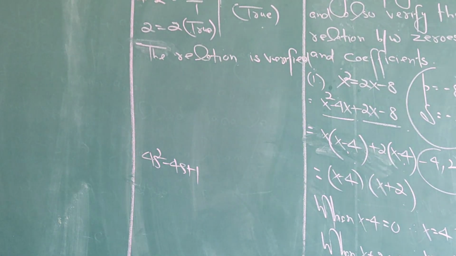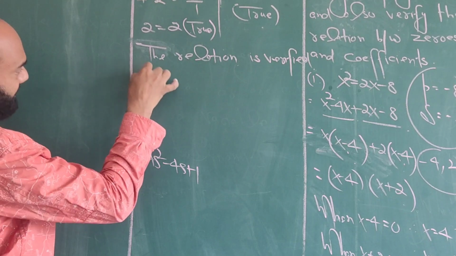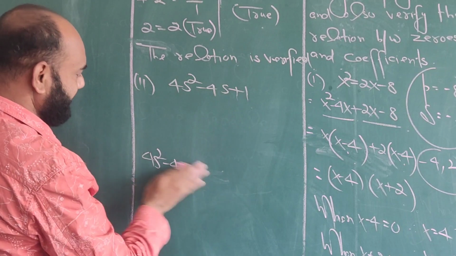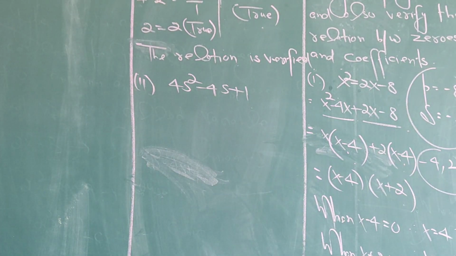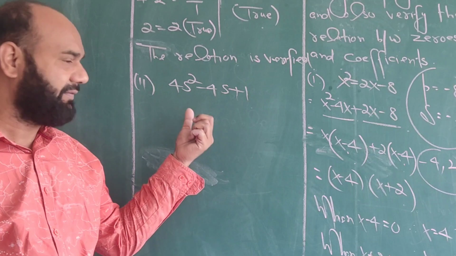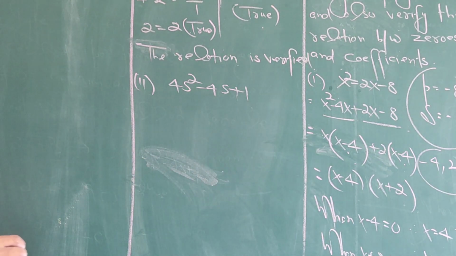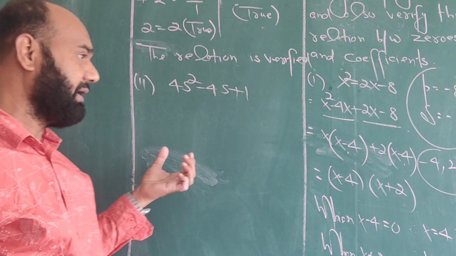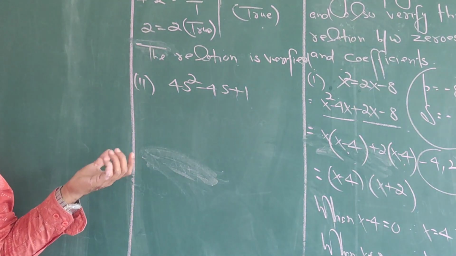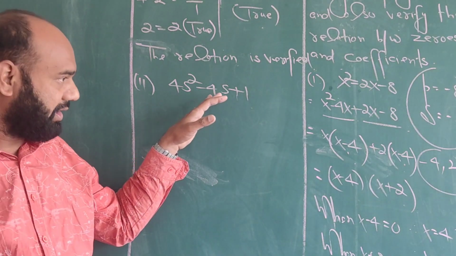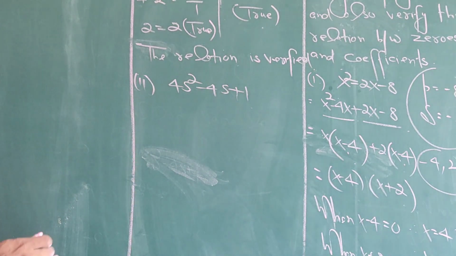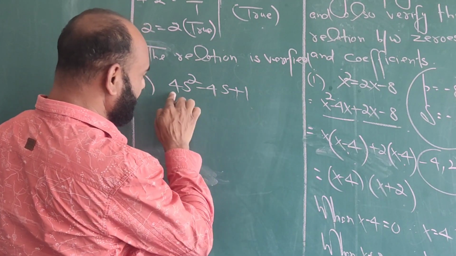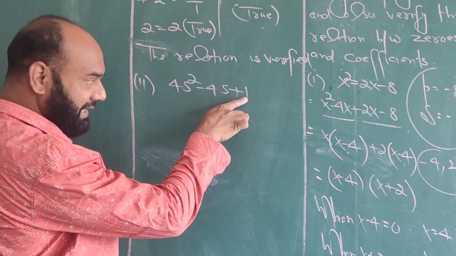Now we select more examples of its second part. Question number 1: 4s square minus 4s plus 1. In this question also we find the zeros of the polynomial and verify the relation between zeros and coefficients of the polynomial. First of all, we find the zeros of this polynomial. To find the zeros of a quadratic polynomial, this process is also the method of factorization or splitting the middle term. According to this rule, we multiply the coefficient of the first and last term. Here the coefficient of the first term is 4 and the last term is 1.